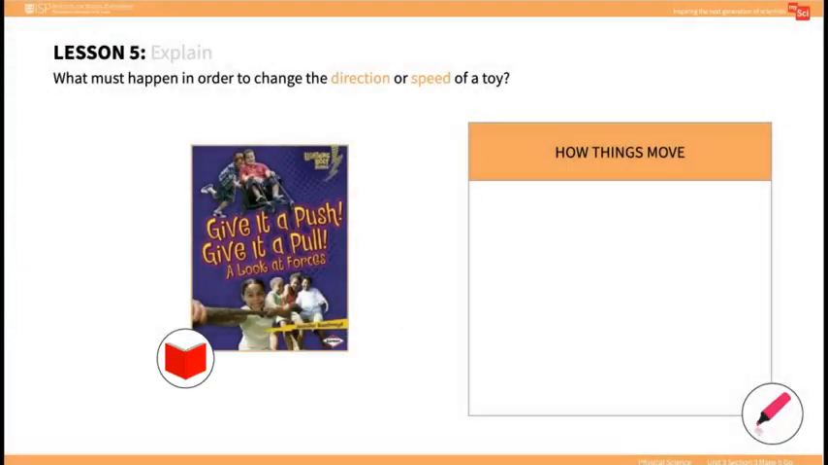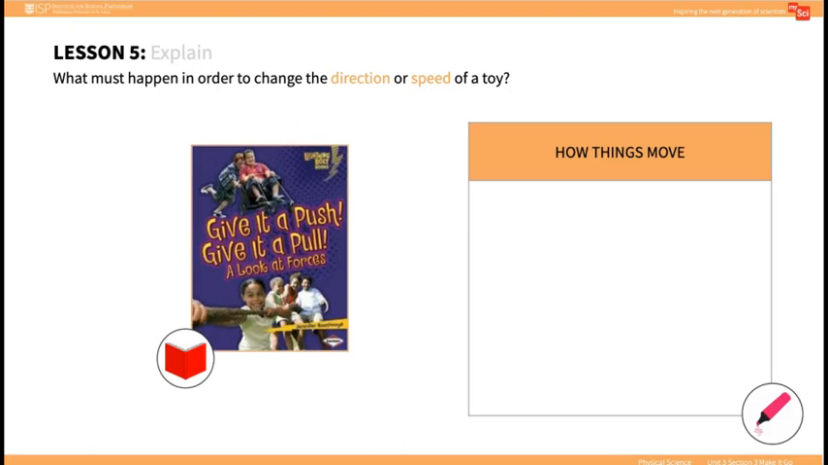Reiterate that students can change the direction of an object after they have already used a force to move it. Then have them demonstrate pushing their toy forward and pulling it backward. Ask them what they had to do in order to change direction. They should say that they may have to apply a push or a pull in a different direction. If they don't point out that they can stop the toy by using a force, be sure to explain that for them.